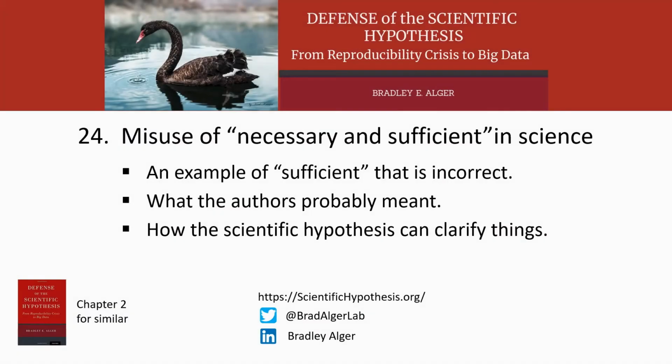Yet scientists often make the claim that they found the necessary and sufficient conditions for some phenomenon. In this video, we'll look into a simplified example where scientists erroneously made this claim. We'll consider what it is they probably really meant, and we'll see how they could have expressed themselves more accurately and clearly. Okay, misuse of necessary and sufficient in science. What can go wrong and how can we make things better?